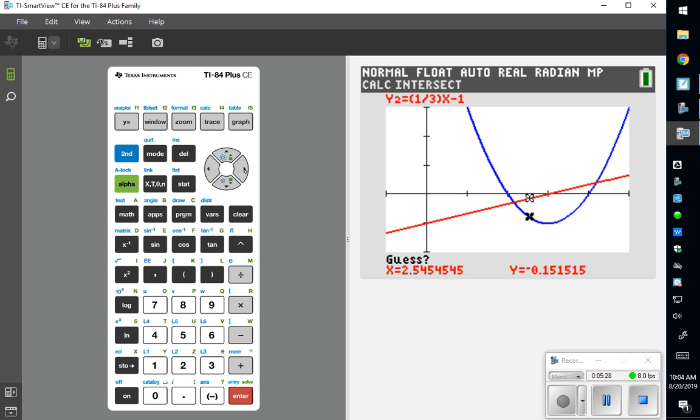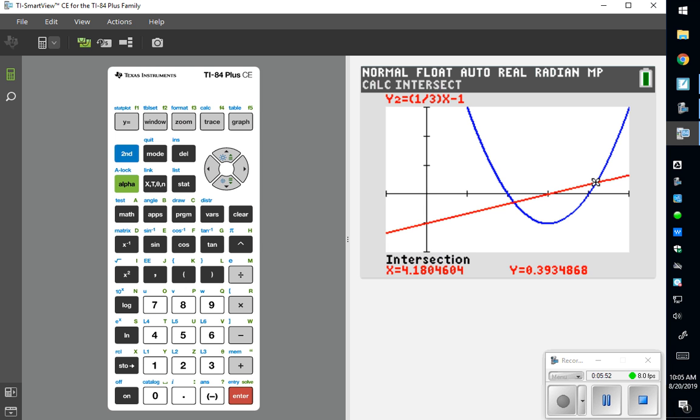And now let's give it a guess. So just move that cursor over closer to the other point, or you could type in a number. You could type in 3 if you wanted that cursor, or 4, whatever that is. If you wanted that cursor to be closer to that point, press enter. And here we have the approximate coordinates of the second intersection point listed at the bottom of the screen.